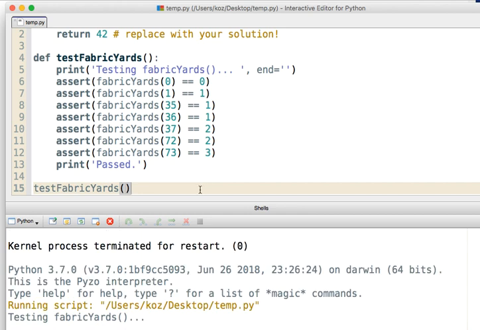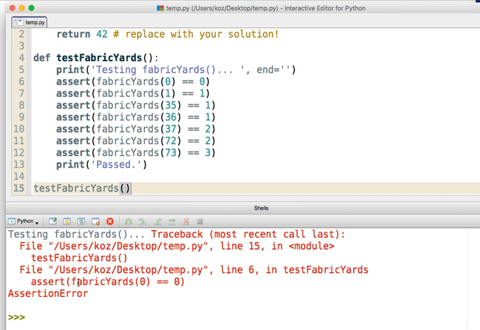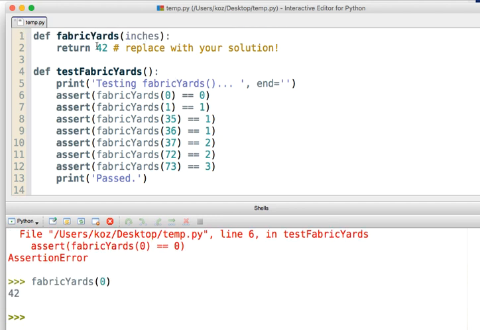And we run it. Naturally, by the way, it'll fail at first because if we try to do fabric yards right now and run that, you'll see that we have 42 because, well, we haven't solved it. We have to replace this with our solution. So when we start, I want to first observe that at 0, 36, and 72, this is an easier problem than the other places because you're buying an exact number of yards, okay?